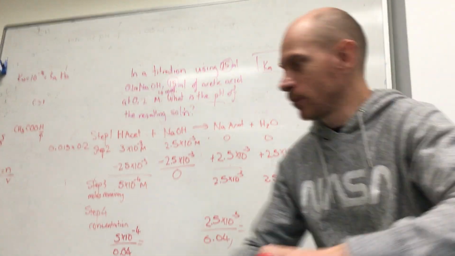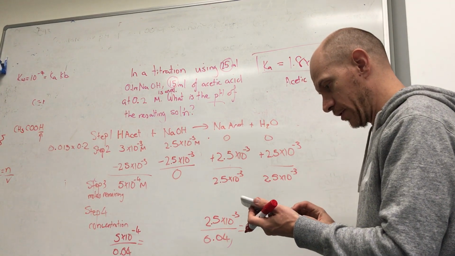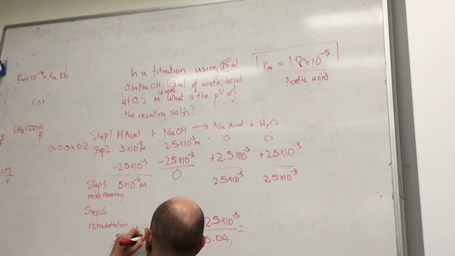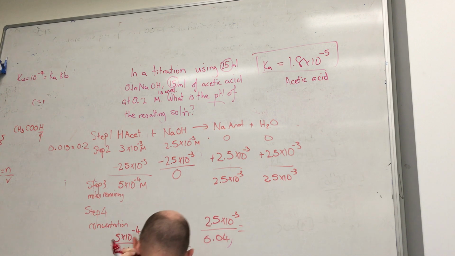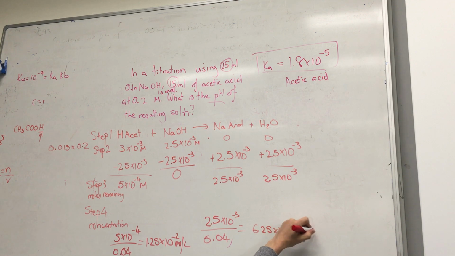And when we work it out, that's 1.25 times 10 to the minus 2 moles per litre. And this one will be 6.25 times 10 to the minus 2 moles per litre. Everyone understand how I got to the concentration?